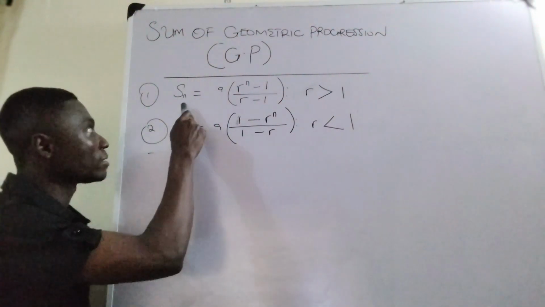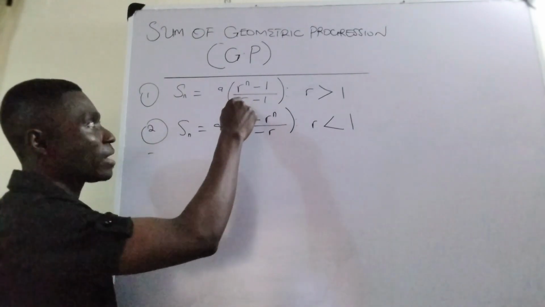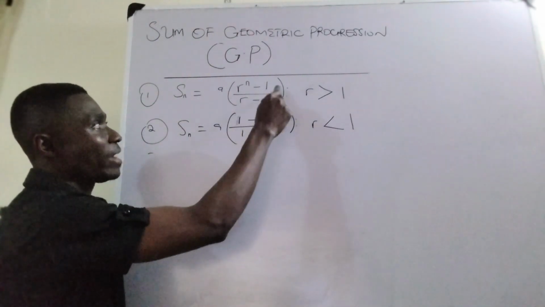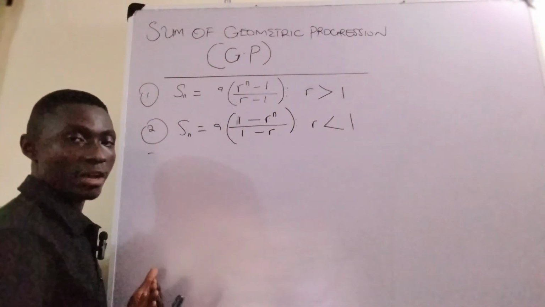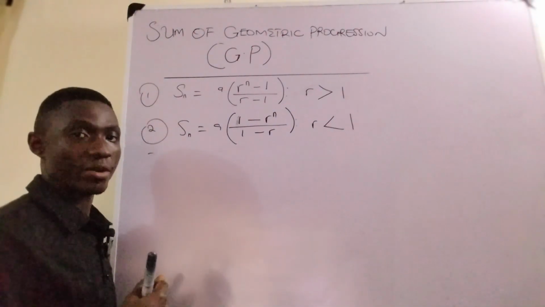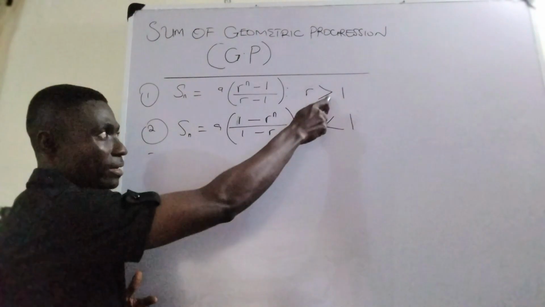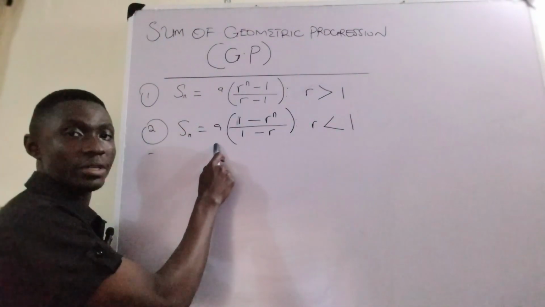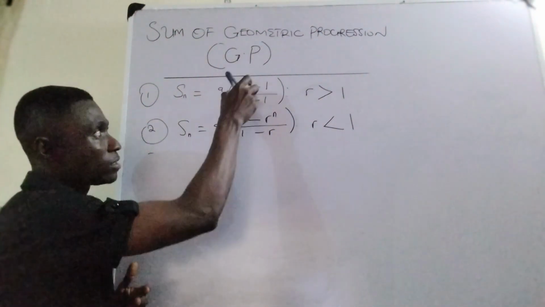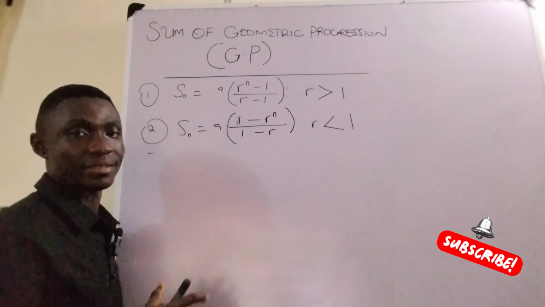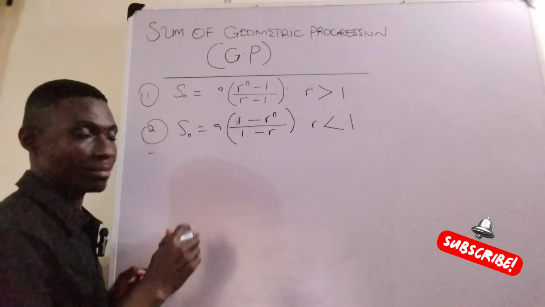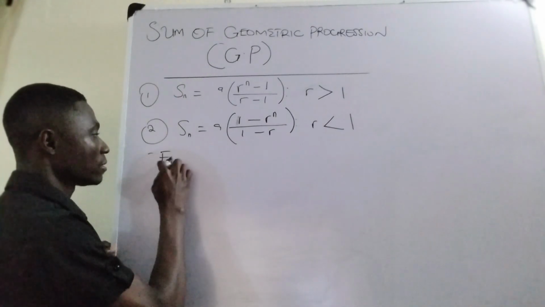Now, the first, S_n equal to a open bracket r to the power of n minus 1 all over r minus 1, is used whenever we bring out the common ratio and find that it is greater than 1. And the second one, just the reverse of this, is used whenever r is less than 1. So let's consider a typical example to this effect.